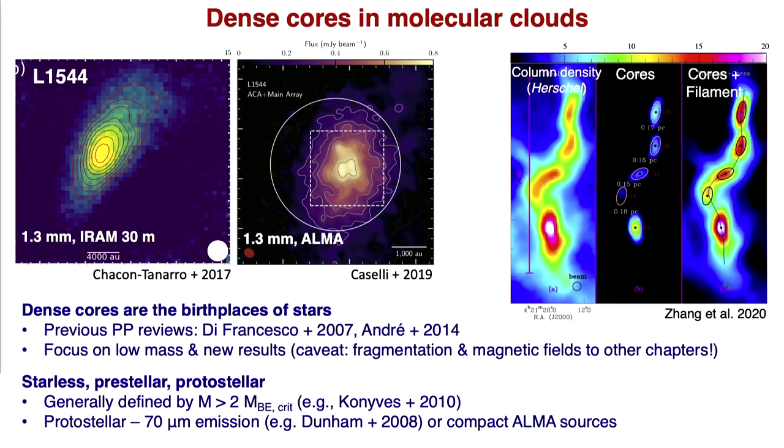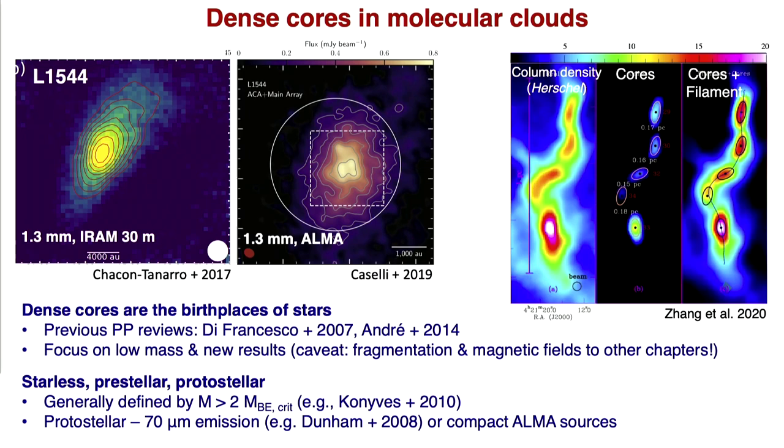I just wanted to highlight that when we talk about starless cores, we're often defining our cores in terms of their star-forming properties. So protostellar cores are identified by the presence of infrared emission or, more recently, by the detection of compact ALMA sources that might indicate there's a deeply embedded disk or young source there. And then the definition between starless and prestellar is generally focused on whether or not their mass is greater than 2 times the critical Bonnor-Ebert mass, so discussing how likely they are to actually gravitationally collapse. Masses that are lower we define as starless, and prestellar are those that have core masses large enough that they should possibly be gravitationally unstable.